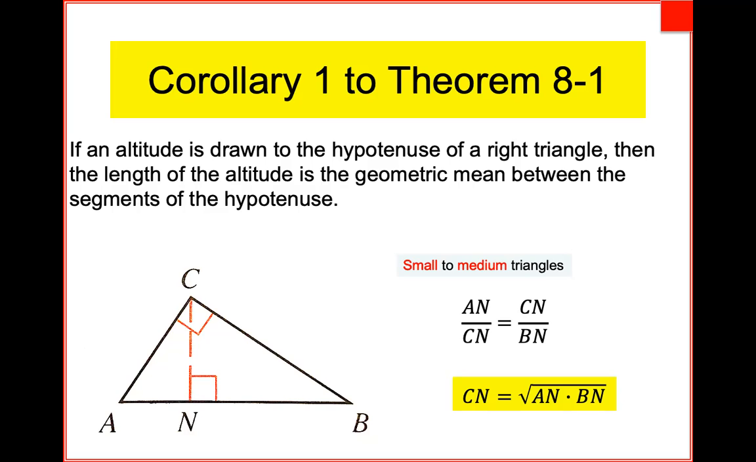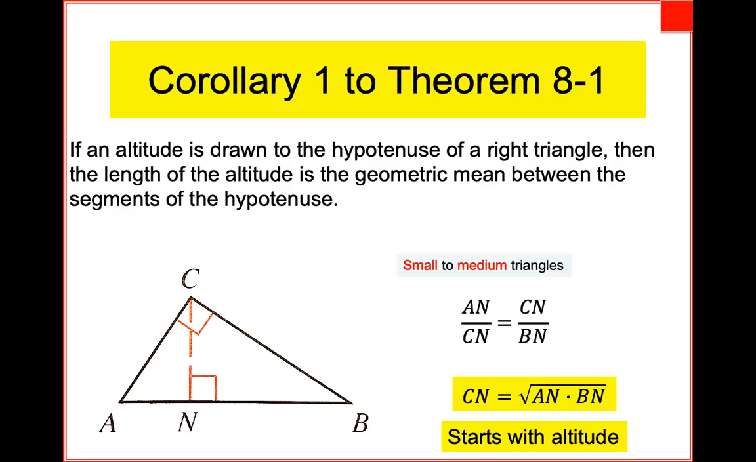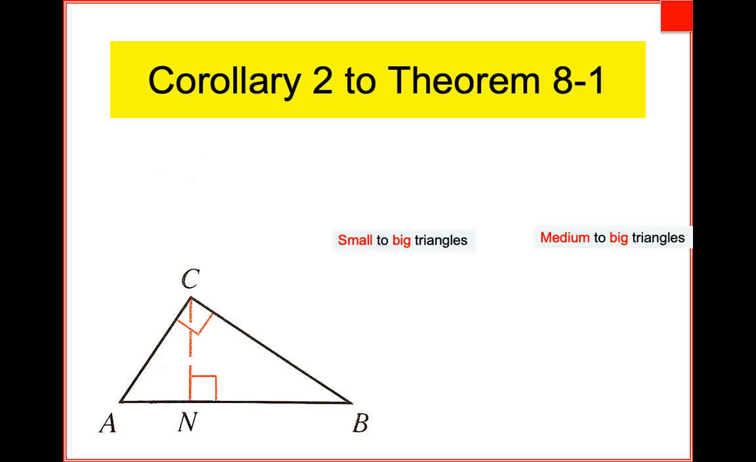Okay. Corollary 2 gives us 2 things. It starts with altitude, if that helps as well too. All right, very useful. Corollary 2 is going to give us 2 things. I don't know why they wrote, I would have written corollary 1, 2, and 3. They chose to do both of these as one corollary. All right, if corollary 1 does small to medium, corollary 2 does small to big and medium to big. Okay? It's basically the same idea. You get 2 triangles that are similar. We set up a ratio, a proportion, I'm sorry, and then we get a geometric mean out of them.